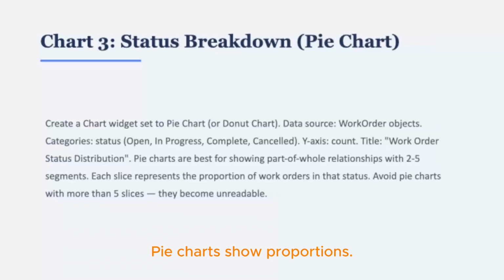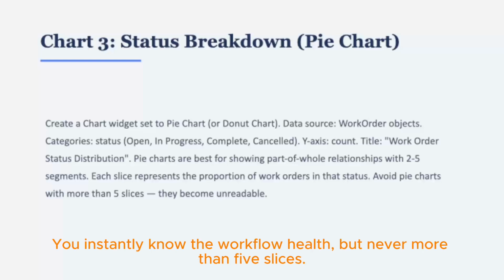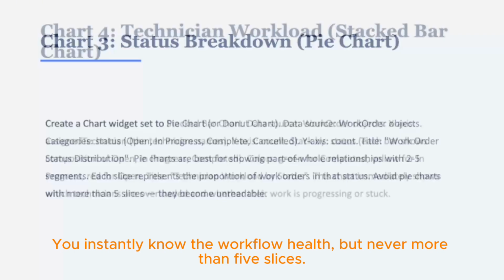Pie charts show proportions. 50% complete, 30% in progress, 20% open. You instantly know the workflow health, but never more than 5 slices.